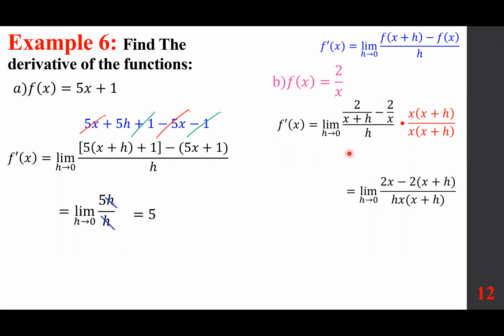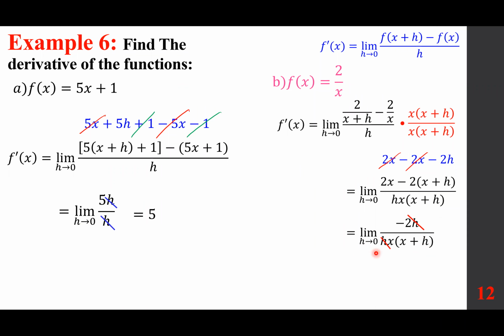Now, all you have to do is simplify the numerator. So 2x minus 2x minus 2h, right? 2x and negative 2x cancel each other. And the numerator becomes simply negative 2h. Now we drop the common factor of h. Now notice what we have: the limit as h approaches 0 of negative 2 in the numerator, over x times x plus h.